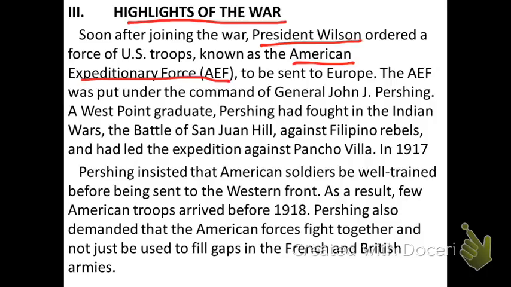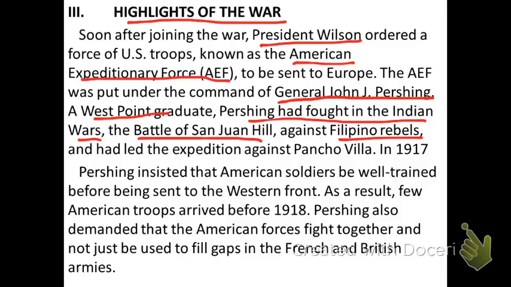The AEF was put under the command of General John J. Pershing, known as Black Jack Pershing, a West Point graduate. Pershing had fought in the Indian Wars. He fought at the Battle of San Juan Hill in the Spanish-American War. I wouldn't say necessarily along the side of Teddy Roosevelt, but he was there. He had fought against the Filipino rebels after we had won the war against Spain.